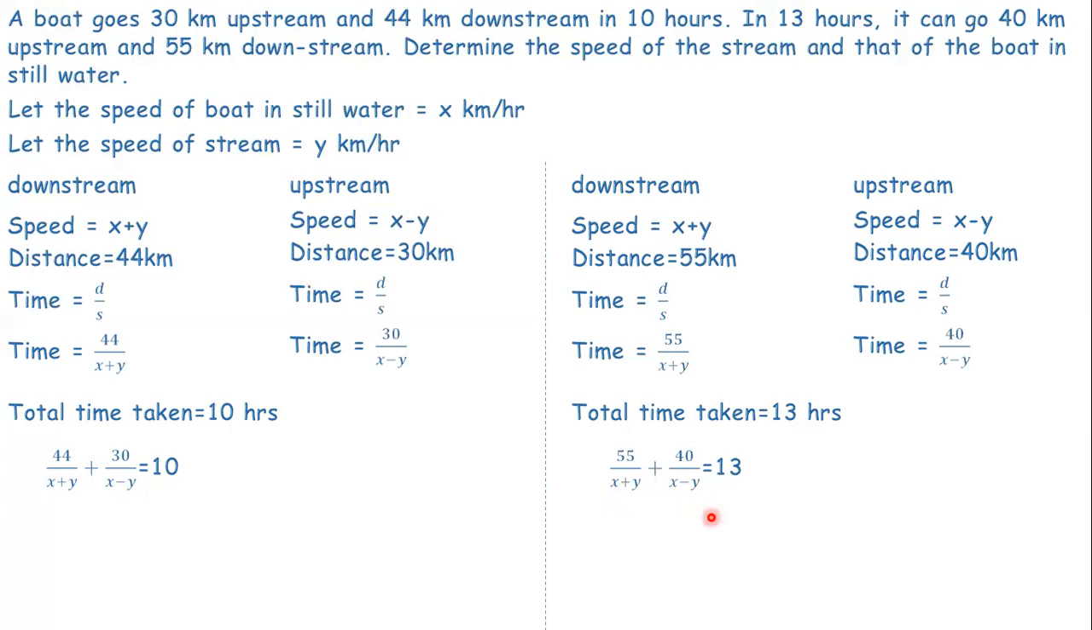You have to solve this equation and find the value of x and y. Now see next question.